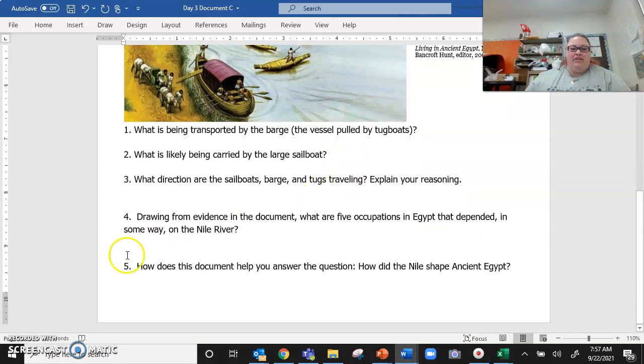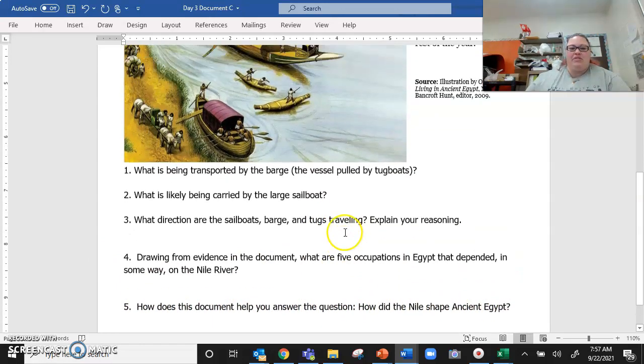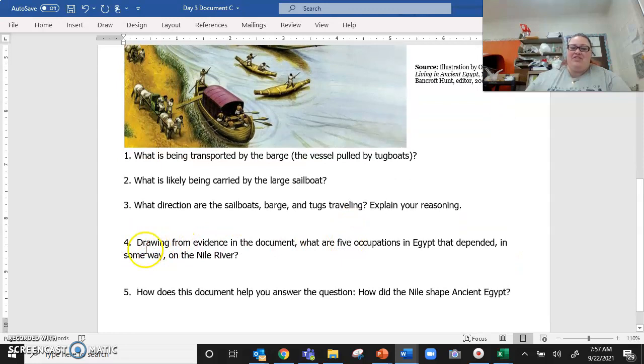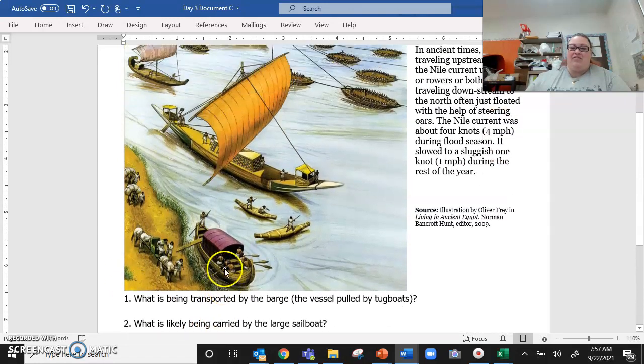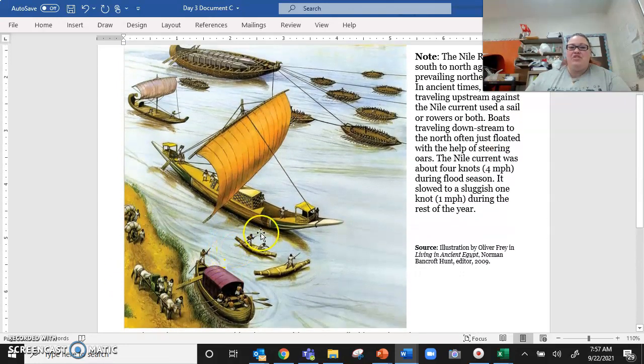And our last one, number 5, how does this document help you answer the question, how did the Nile shape ancient Egypt? So you have to answer number 4 before you can answer number 5. All of those jobs depend on the Nile. So how did the Nile shape the entire civilization?